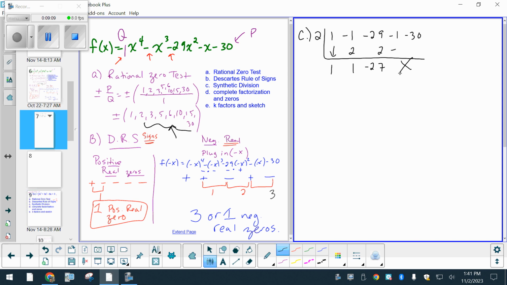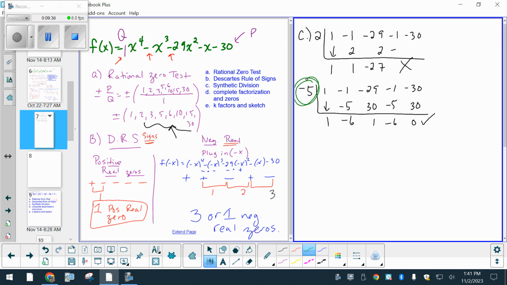I'm going to guide you guys here. I'm going to pick a negative 5, to help you out. We're going to do our synthetic division, and it's all trial and error. Right? Bring the 1 down, negative 5. You start to see, ooh, I'm going to get that 30, which gives me the 0 right at the end. So you know negative 5 is one of our zeros.